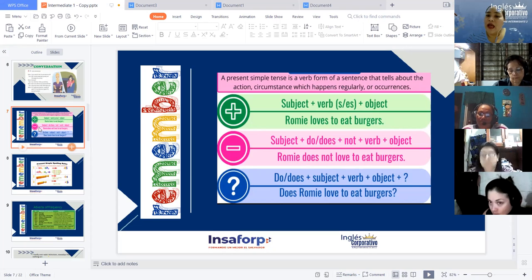Si usted se fija acá, en el primero, loves tiene S, ¿verdad? Y decimos loves, ¿verdad? Y en el segundo, ya en el último, ya no tiene la S, pues nosotros tenemos el auxiliar. Cuando usted tenga presencia de auxiliar, la S en las terceras personas le va a desaparecer, ¿verdad?